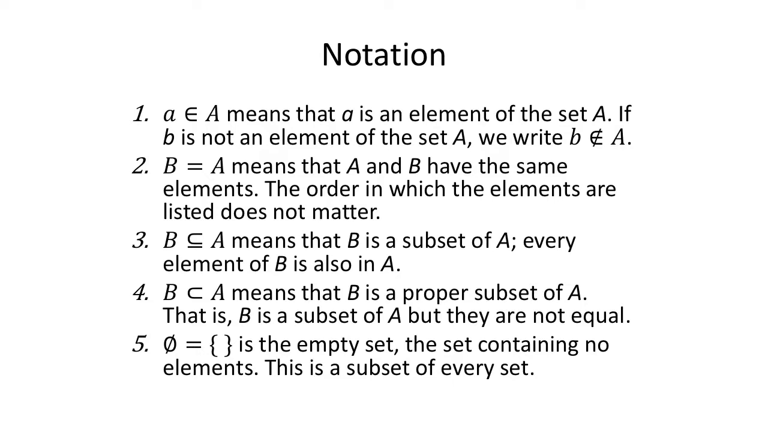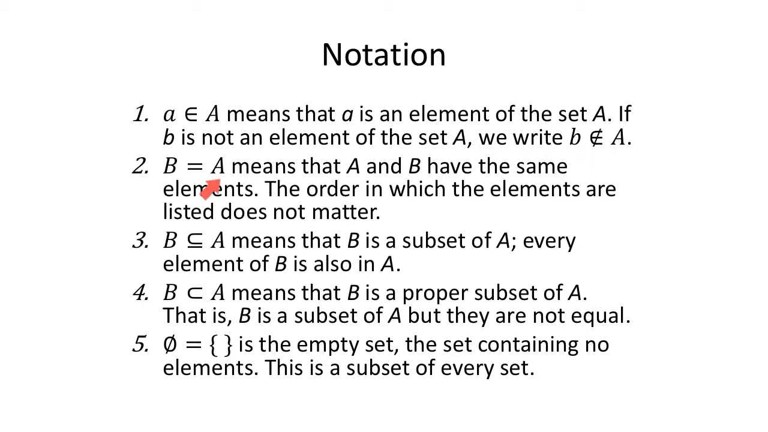So, what does it mean to be an element? Well, first of all, this is the crazy looking E. This symbol means element. So little a is an element of set A means that little a is an element of the set A. That's what the E means. It means it's a member. If b is not an element of the set A, we would put a line through the little element symbol, saying b is not an element of set A.